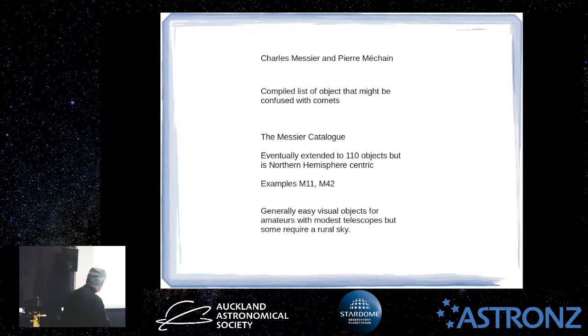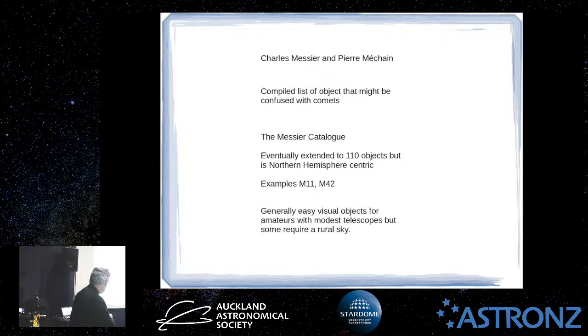So a really common catalogue for these things that amateurs will come across is called the Messier catalogue. So this is due to Charles Messier and Pierre Méchain, who lived in France. They were actually not interested in these objects. They were actually comet hunters. But they would come across these things and think, oh, is that a comet? And they'd be disappointed. No, it's actually a useless galaxy. They made up this catalogue so that comet hunters wouldn't be confused.